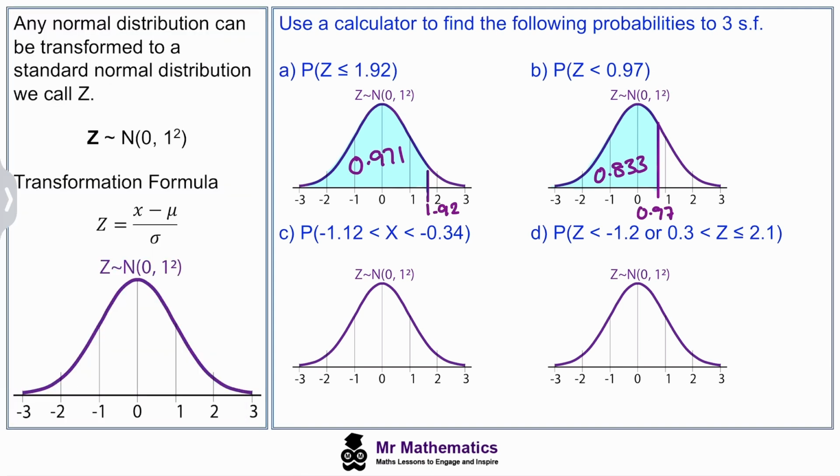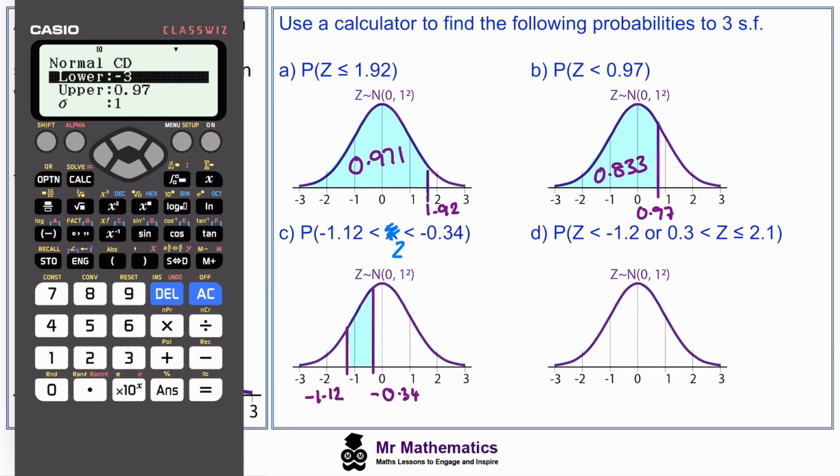Okay, so for part C, this should be a z, not an x. So a probability that z is less than -0.34, but greater than -1.12. So we'll show this in our diagram. We can enter this into our calculator. We want the lower of -1.12. The upper is -0.34, and we'll keep the same sigma and mu, and we get 0.236. Moving on to part D.